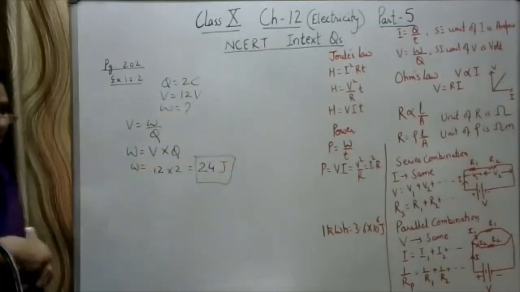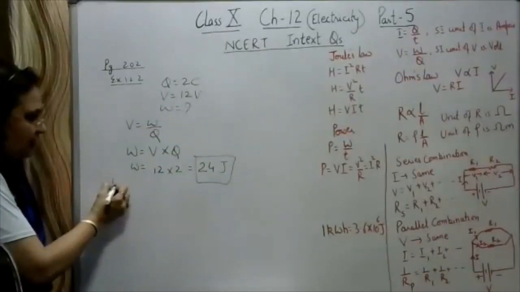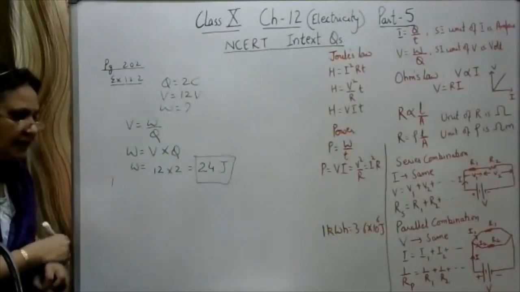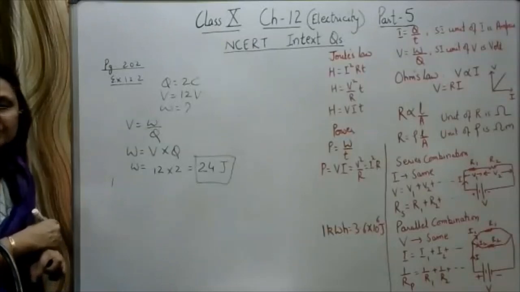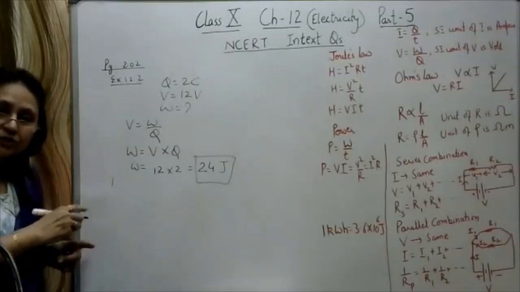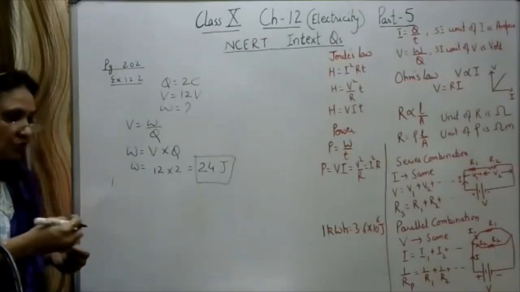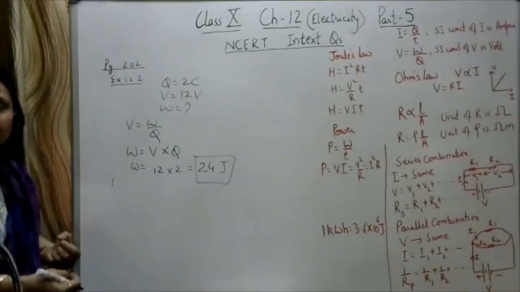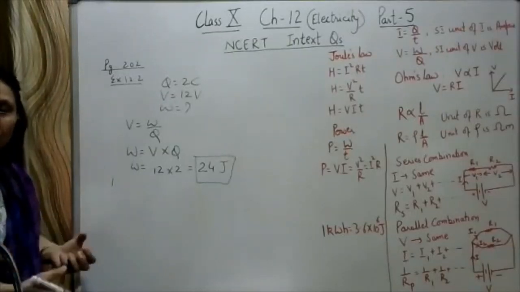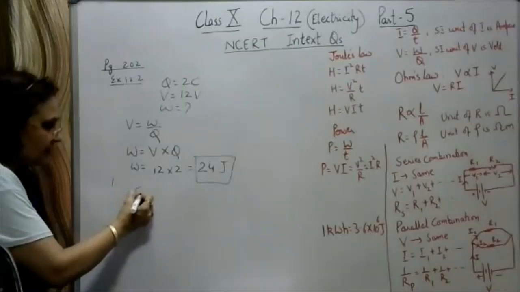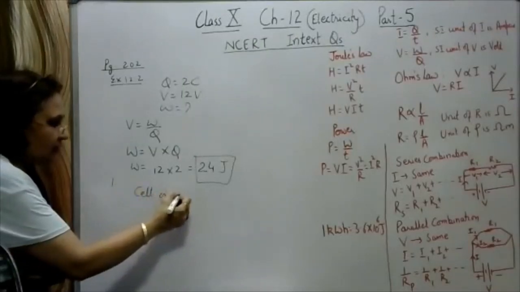There are a few unsolved questions on the same page. The first question is, name the device that helps to maintain a potential difference across a conductor. A device which is used to maintain the constant potential difference, that is, for a flow of constant current, is a cell or a battery.